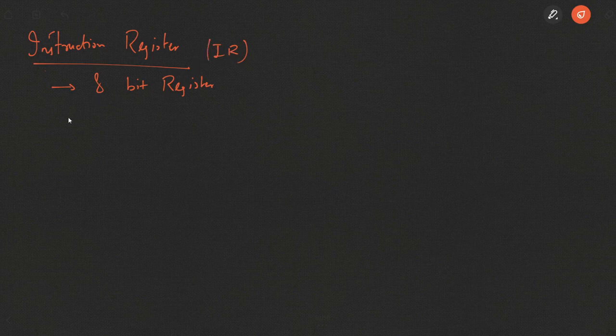So one more register that we need to discuss is the instruction register. It's again an 8-bit register represented by IR, and it's an inaccessible register. That means the programmer, the user, cannot modify the contents or read the contents of this register. So it's again an important register in 8085, and it basically is the destination for the opcode.